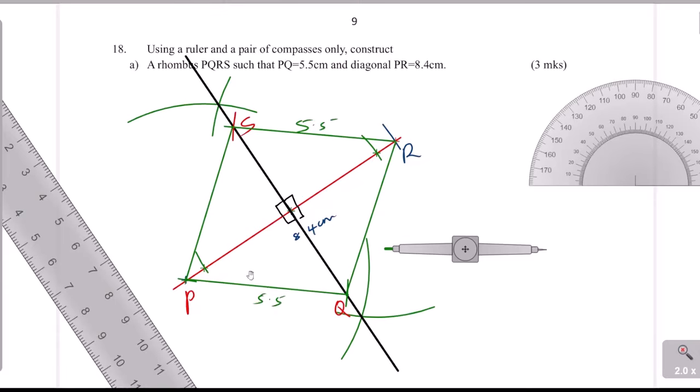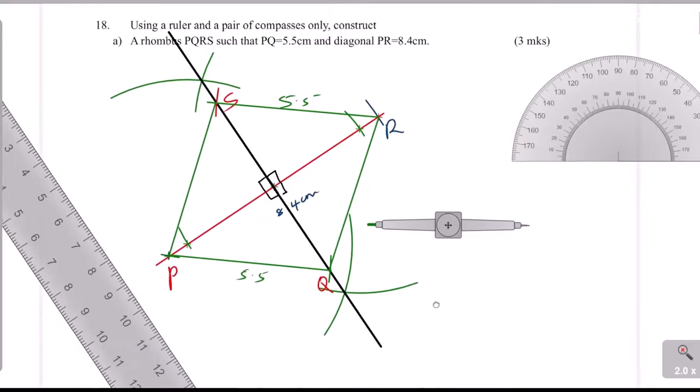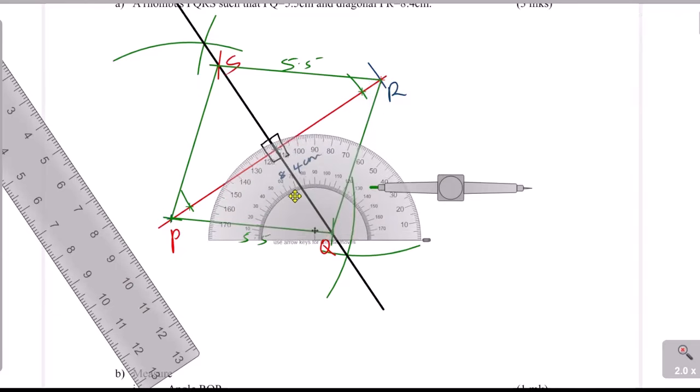Now after doing that, we go to the other part. You're supposed to measure the angle RQP. So just take a protractor to measure that angle.